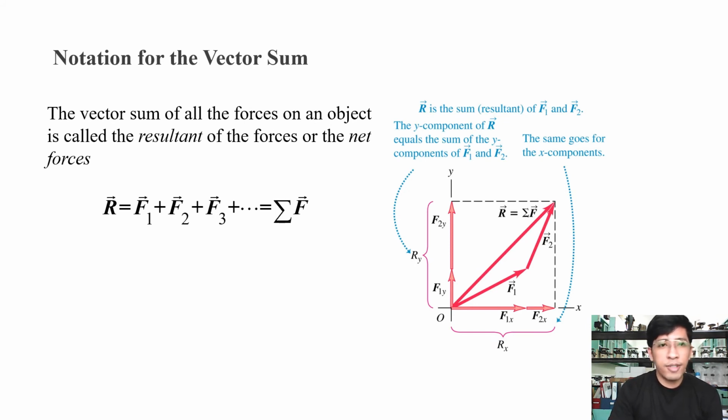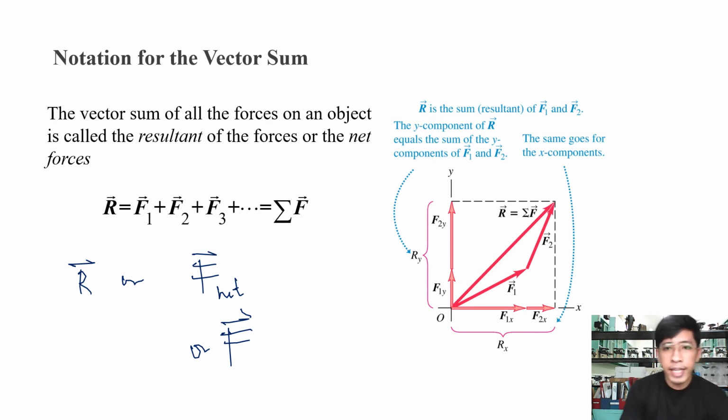So this is the notation for your vector sum of forces, just like your vector sum in lesson 1. The vector sum of all the forces on an object is called the resultant of the forces or the net force. Sometimes we'll use R for the resultant, or we also represent this as F net, or just a simple F. These are some of the notations for our resultant or net force.